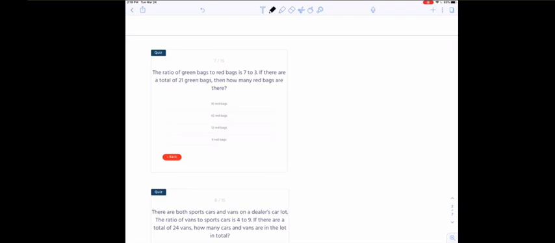Okay, number 7 says, the ratio of green bags to red bags is 7 to 3. If there are a total of 21 green bags, then how many red bags are there? So it says ratio green to red, 7 to 3. So 7 is green. Notice that it goes in the order of the words. 3 red. Green was first, so the first number is green. Red was second, so the second number is red.